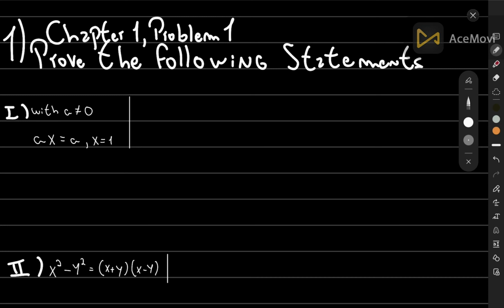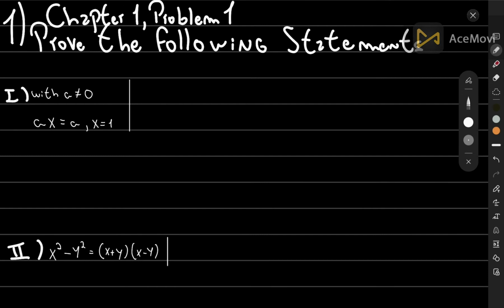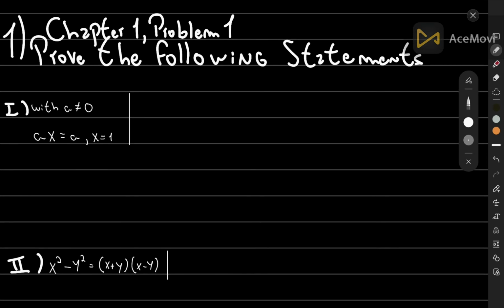Hello guys, today I'd like to solve problem 1 of chapter 1 of Michael Spivak's calculus book. This one is the 4th edition, so if you see any difference from your book, that may be it. It's a bit lengthy, this first problem 1, so that's why this video is just the first one. It's also the first video that I'm uploading, so it feels kind of awkward.